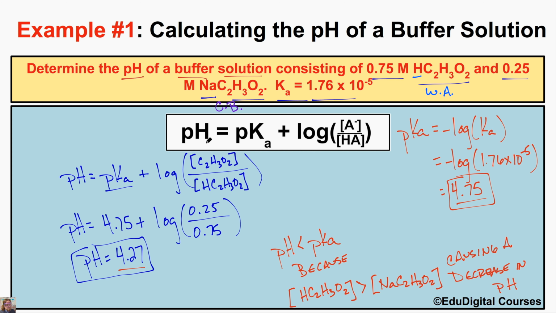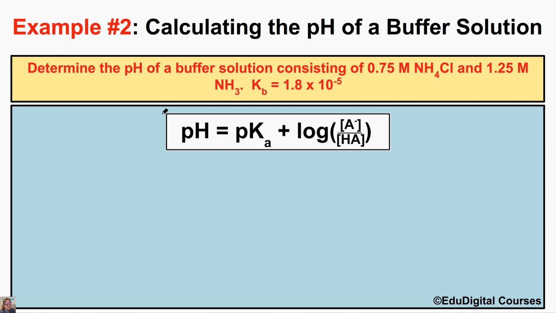Let's take a look at another example using the Henderson-Hasselbalch equation. In this second example, it says to determine the pH of a buffer solution consisting of 0.75 molar ammonium chloride and 1.25 molar ammonia. And it tells us that the Kb value of our conjugate base is 1.8 times 10 to the negative fifth. So we have a weak acid. That's going to be this species right here, NH4Cl, mixed with the conjugate base, which is right here, our NH3.